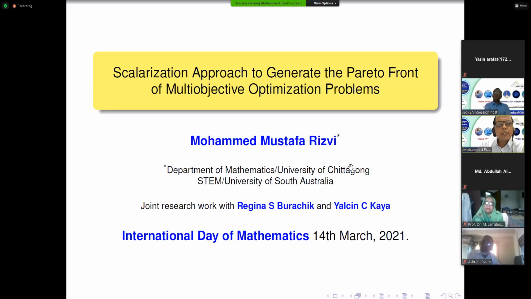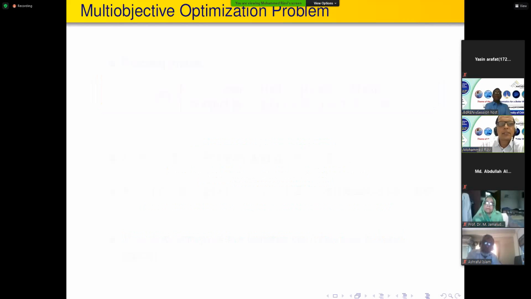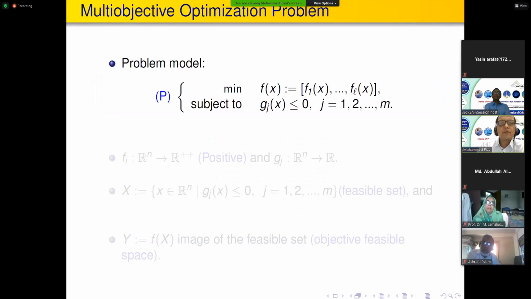So let's start with the topic that I actually cover, multi-objective optimization problems. I want to give you the definition of a multi-objective optimization problem first. As you know, we are familiar with linear programming and nonlinear programming. Usually we have a single objective optimization, a single objective in the problem, subject to some constraints.